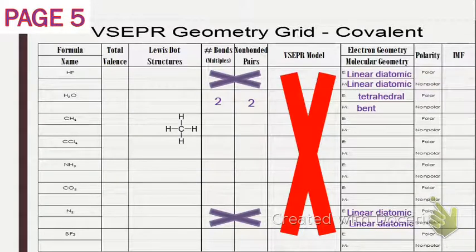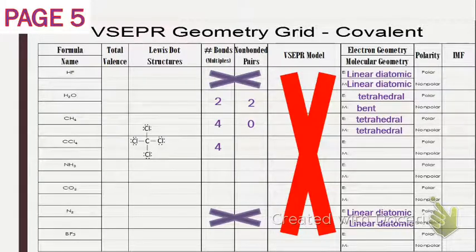So, CH4, 4 bonds around that central atom, no lone pairs, no dots to be seen. So, in my electron geometry, bonds plus lone pairs, 4, that's going to be tetrahedral. In my molecular geometry, I can only see my bonds, but I had 4 bonds, so that means this is also tetrahedral. Now, CCl4 is a little bit more complicated, but I still see those 4 bonds there.